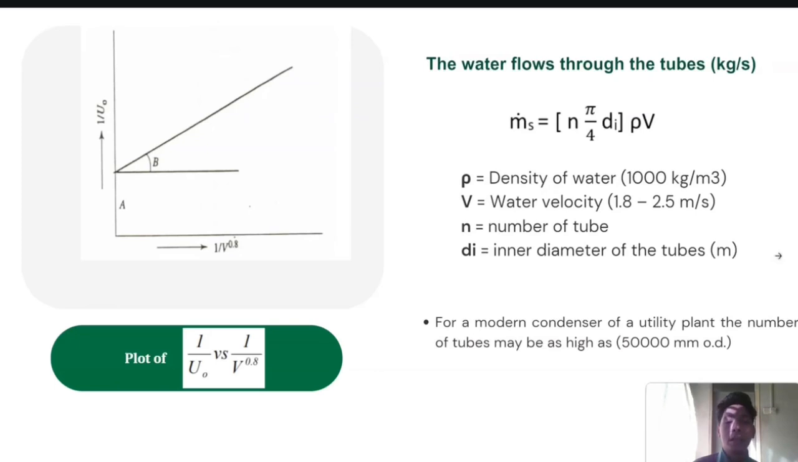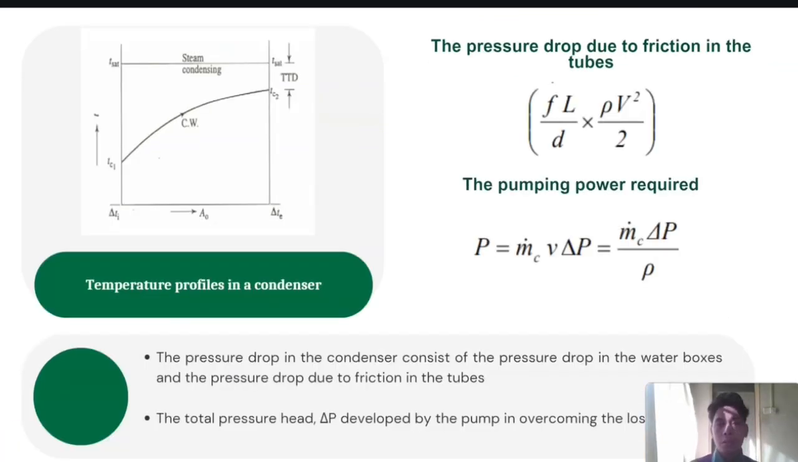This graph indicates a linear relationship, which suggests that as the inverse of V to the power of 0.8 increases, then 1 over Uo also increases. This relationship increases proportionally. The intercept at point A and the slope at point B help in deriving important parameters related to the system being studied, such as kinetic constants and efficiencies in the condenser. From this graph, we can analyze how changes in one parameter affect another, helping to optimize and control the experimental conditions. So we move to another slide.